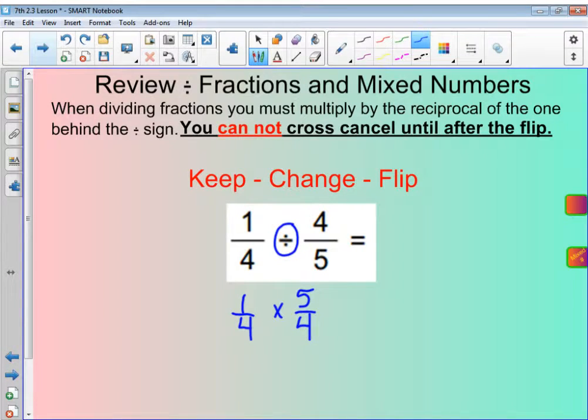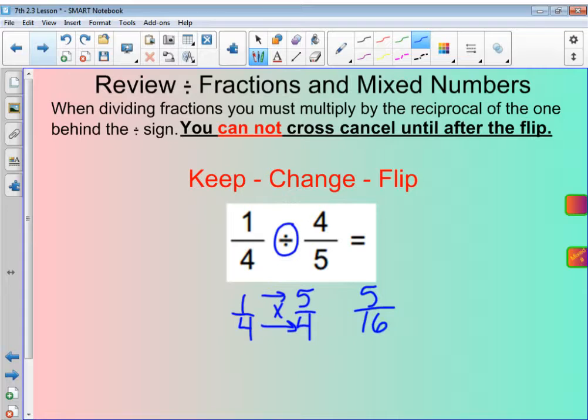Now I'm going to go ahead and follow the same rules that I did for multiplying. I'm going to see if I can cross cancel. I don't see anything because 5 won't go into 4 and 4 evenly, and 1 goes into everything. Now I'm going to multiply straight across. So 5/16.